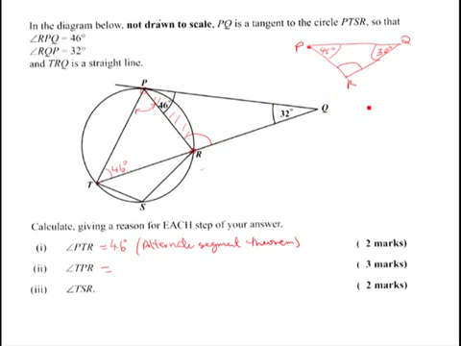So what's this angle? If I add up 32 plus 46, I get 78. Then I take that from 180 degrees, and that gives me 102 degrees. This angle right here is 102 degrees, and the reason is sum of angles in a triangle. If I find this angle here, then I can find this angle here.